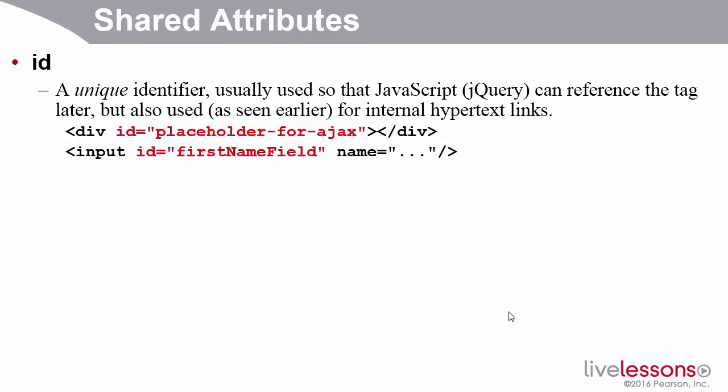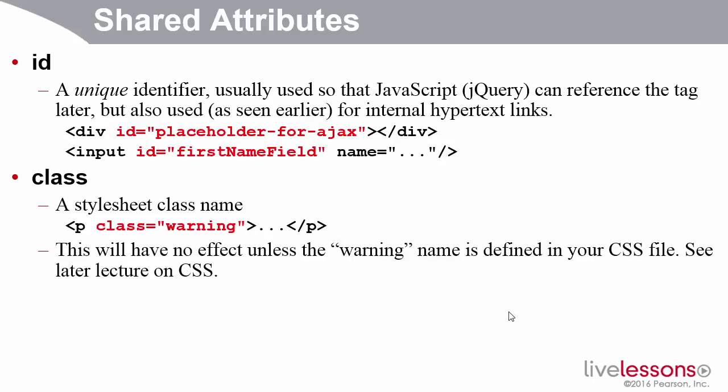And so if you have a button and you want to assign behavior to it, this is what will happen when the user clicks on it. You give it an ID, and then it's very easy to write jQuery code to assign the behavior. There's only one button with this ID. Now, we also saw earlier that you can use an ID as a target of scrolling for internal hypertext links. That is used as well, but more common is so that JavaScript, in particular the jQuery JavaScript library, can refer to it later.